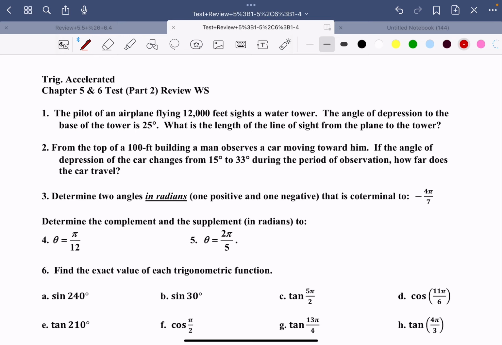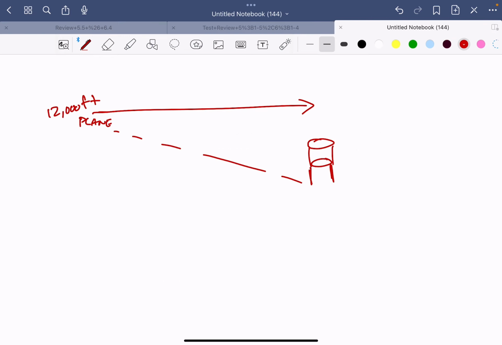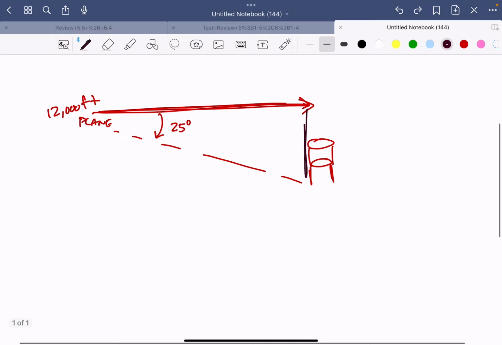Angle of depression to the base of the tower. Depression is always from the horizontal opening down, because you're depressed, you're down. So it opens like this. Now you'll see that we've created a right triangle, where this side is 12,000. I don't know if I said 1,200. Just go with it, 12,000.